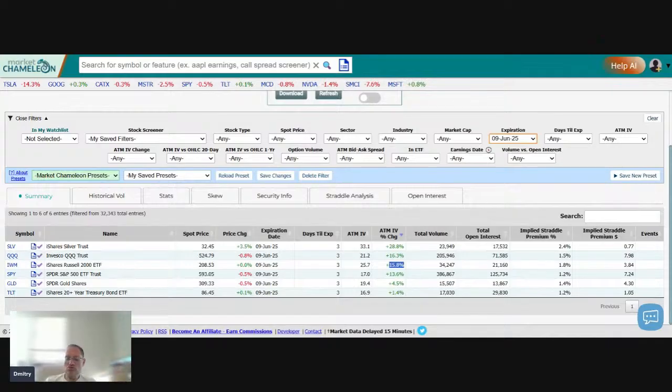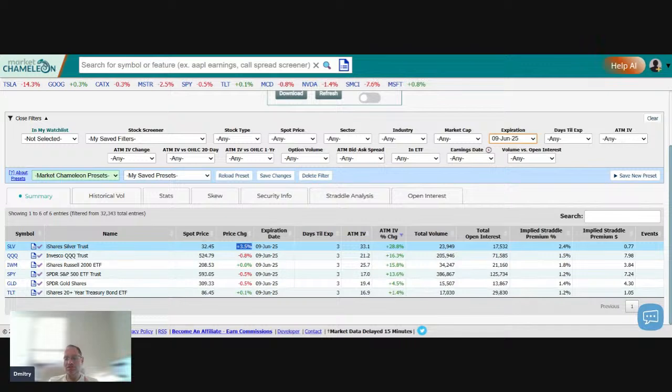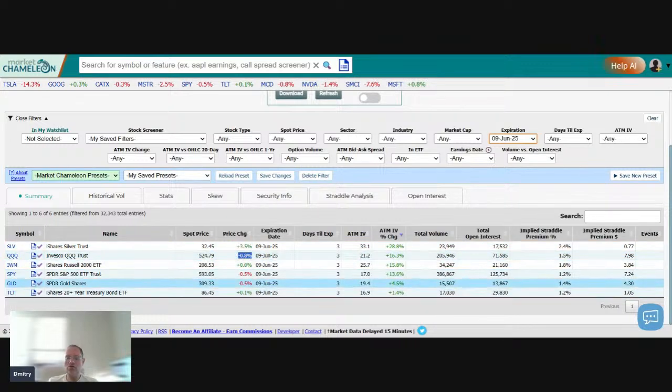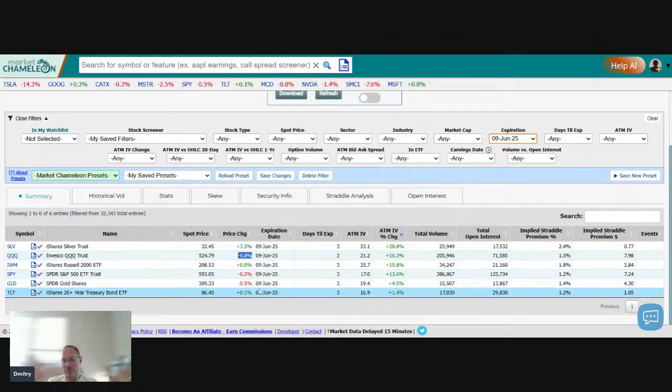And we could also see what happened in those stocks. So silver was up, implied volatility was up, but the stock was also up 3.5%. Some of them were down. So it's a mixed bag of up versus down in the stock prices, but implied volatility is up across the board.